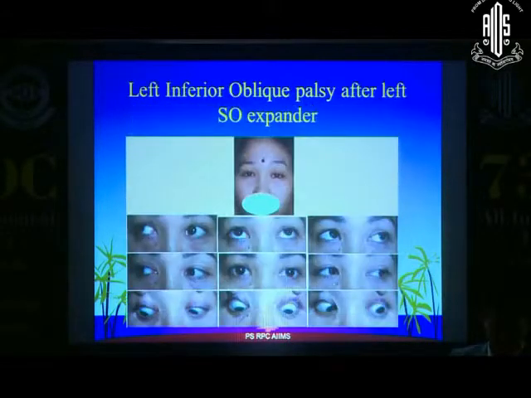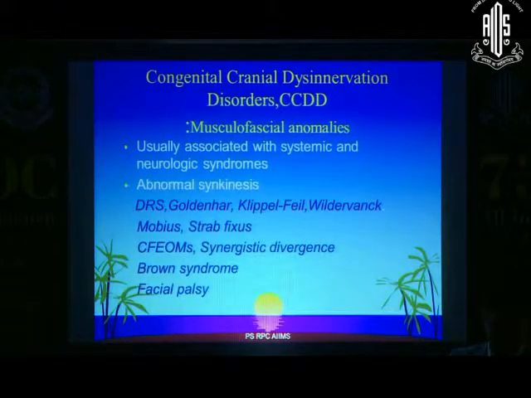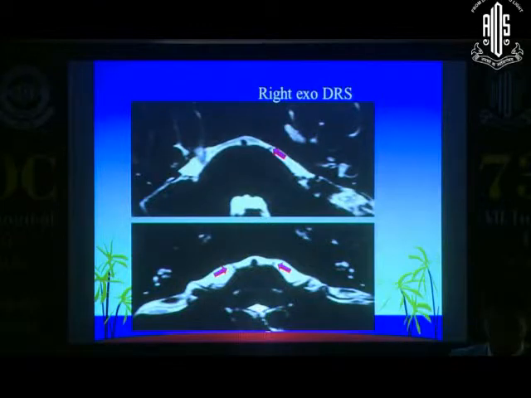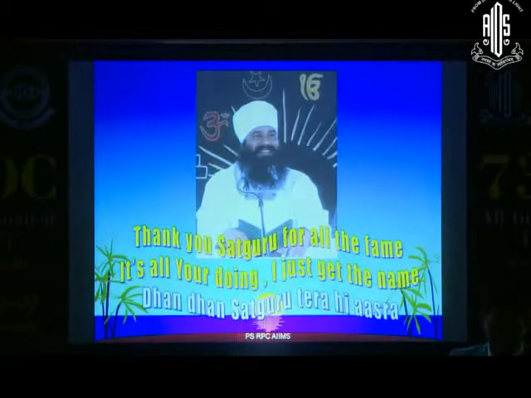So I would like to end my talk here with the mention of the congenital cranial dysinnervation disorders, which are basically congenital neuropathies, and they can be detected now well with the high definition MRIs which we can do.